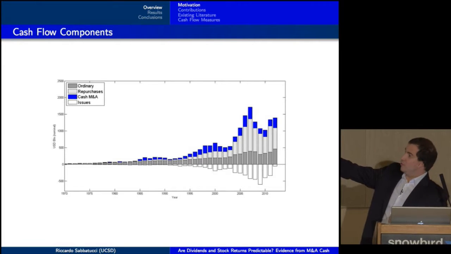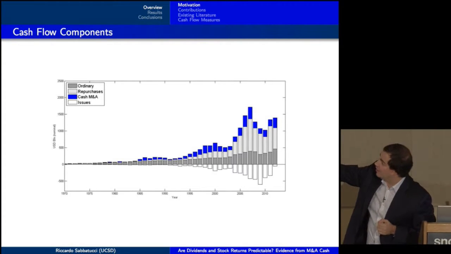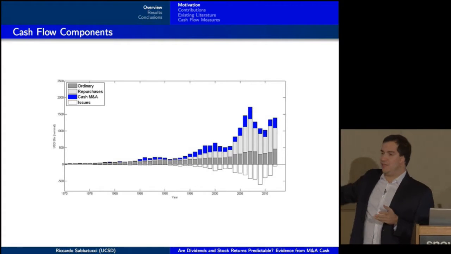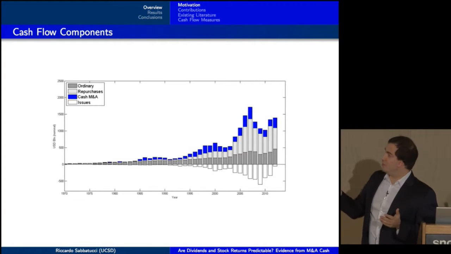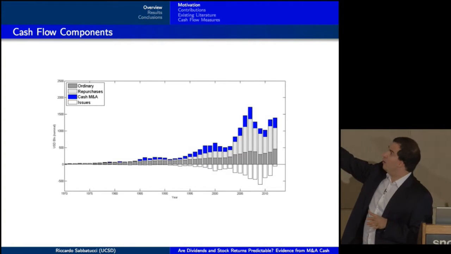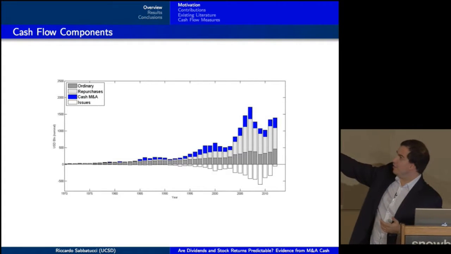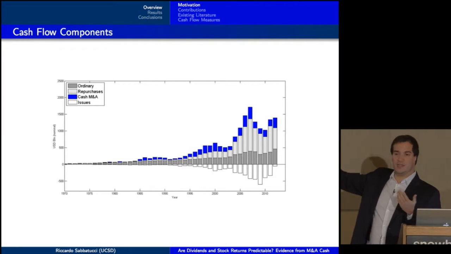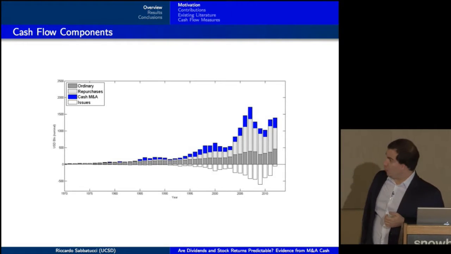This graph shows you the decomposition of aggregate economy cash flow into every individual component. The dark gray bars are what is usually called ordinary dividends. That is dividends that you will receive every quarter or every year on a recurring basis, and liquidation dividends as well. The light gray bars are buybacks and repurchases. The white bars are negative because they are cash inflows at the economy level, and they are net equity issues. The blue bars are M&A cash dividends.